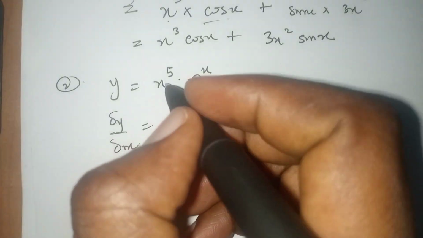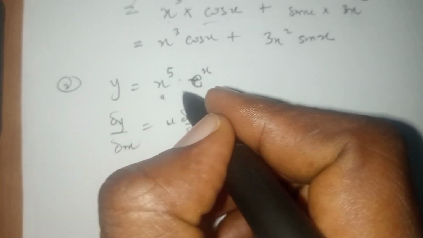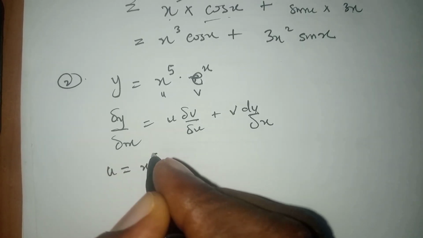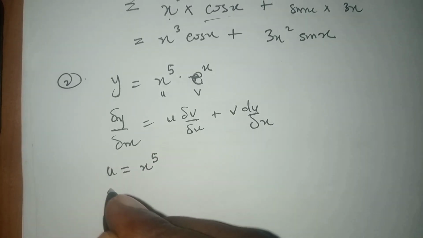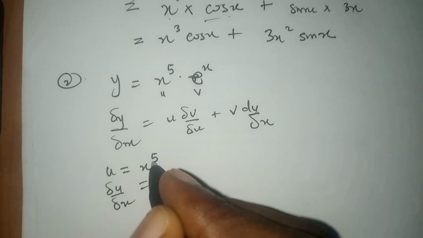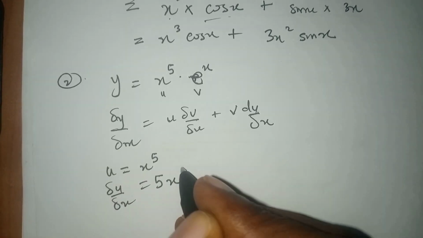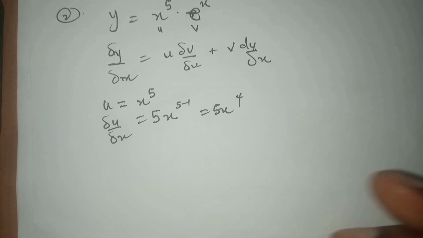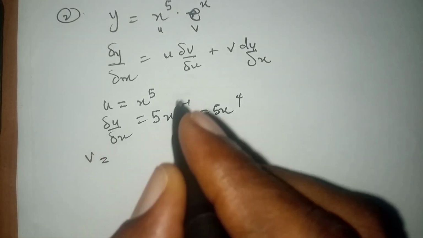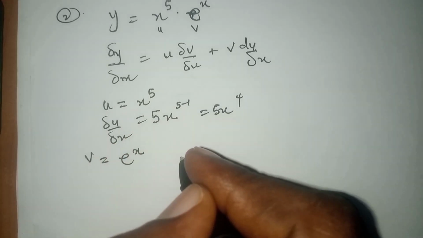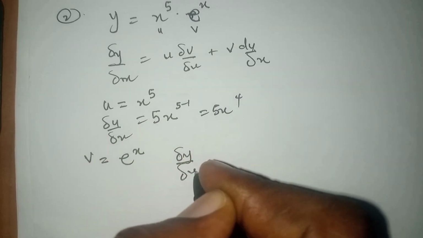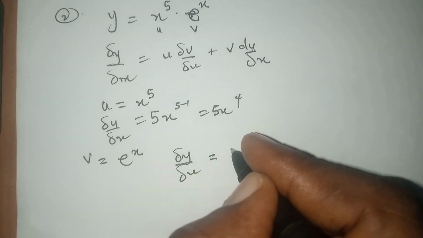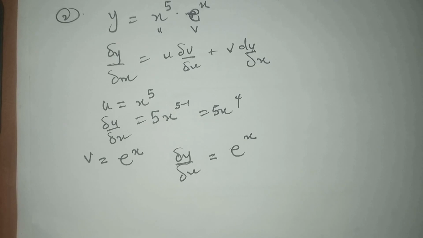So let's start. This is my u and this is my v. So I'll say u equals x to the power 5. So when u equals x to the power 5, du/dx equals 5x raised to power 5 minus 1. So this will be 5x raised to power 4. And my v is e raised to power x. The same thing from special derivative: the derivative of e raised to power x is still e raised to power x. Please check my previous video for that.